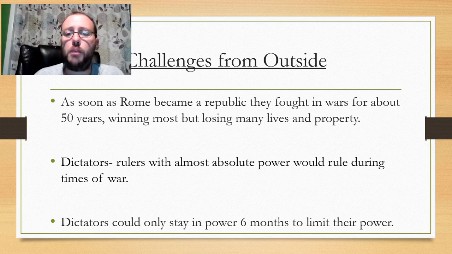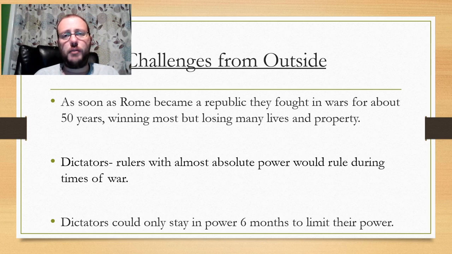As soon as Rome became a republic, they fought in wars for about 50 years, winning most, but losing many lives and properties. And this is going to be the time of the dictators. These are rulers with almost absolute power who would rule during times of war. They could stay in power for 6 months to limit their power. At the end of 6 months, they had to give their power up. But they would have absolute power during this time.